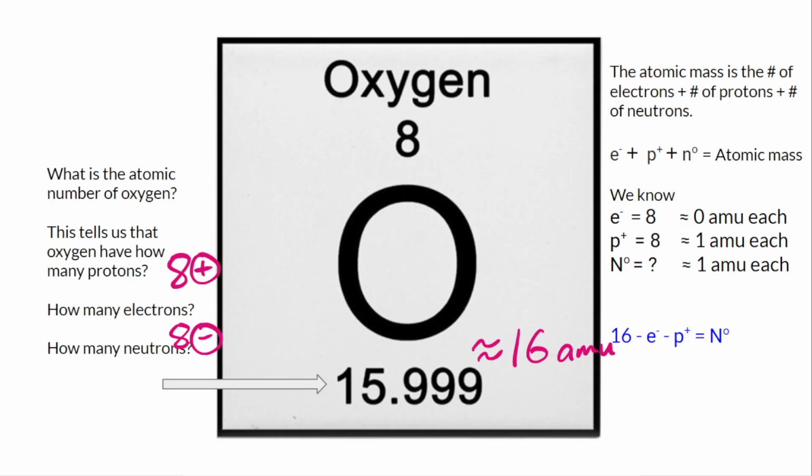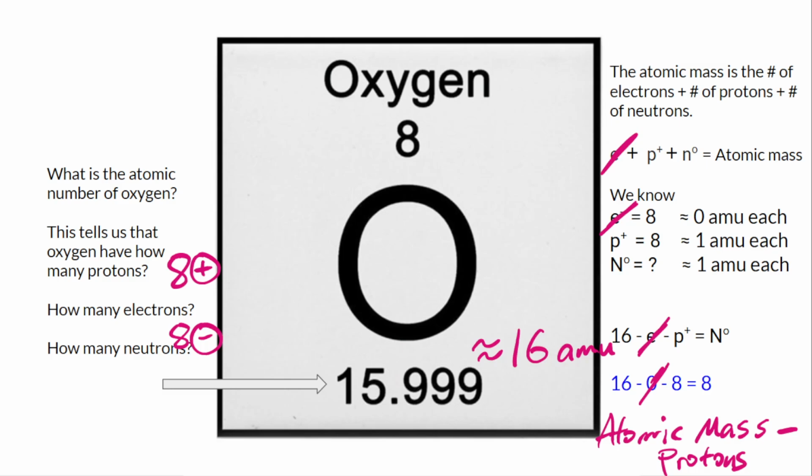So let's do some simple math. 16 minus 8, which is 8, right? So again, when you're doing the math, I put this on here just to let you know the mass is everything, but we can ignore the electrons. You can ignore the electrons in all of your calculations. So the formula to find the number of neutrons is basically atomic mass subtract the number of protons.